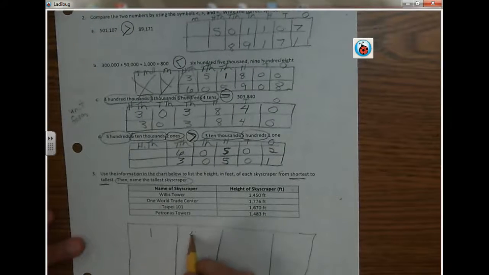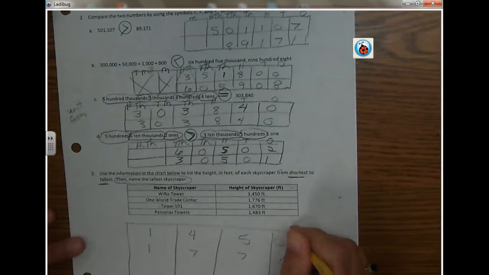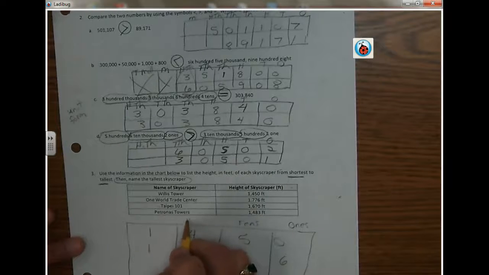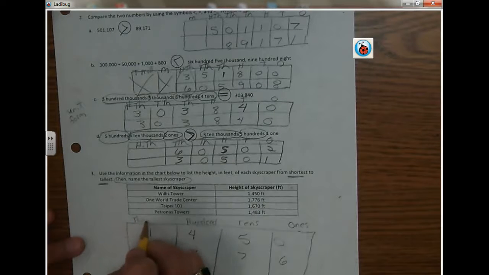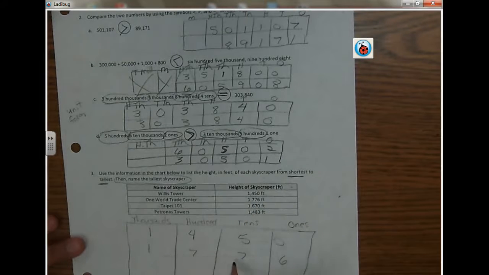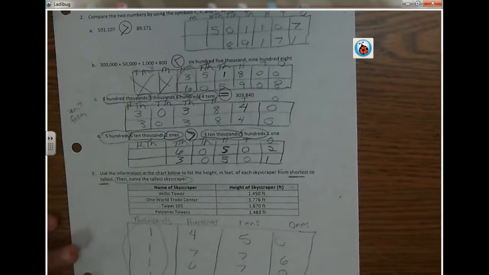I don't know that I really need to label it this time. If you need to label it, you can. I'll label it for you. For those of you that need to label it, you have ones, tens, hundreds, and thousands. So I put the first number on the top, 1,450, 1,776, 1,670, and 1,483. I can look at the thousands column and say they're all the same.